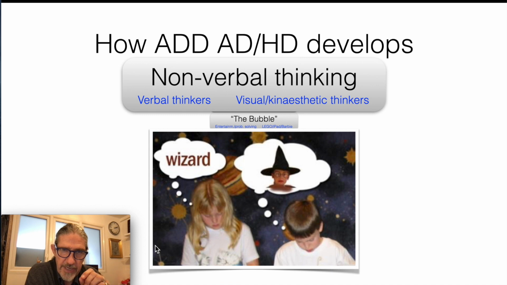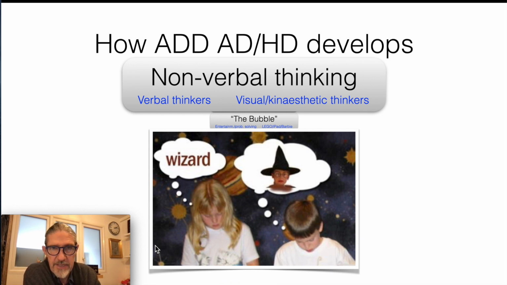And if you see the picture here, the boy is thinking about a wizard, and the girl is also thinking about a wizard, but one with words, the other one with the meaning of the word. And we all start out life as non-verbal thinkers. Before we learn to speak, words don't feature in our thinking. And I'm sure you've heard the old adage, a picture speaks 1,000 words. So what it means is that non-verbal thinking can process more information and faster than verbal thinking. We need to slow down our thinking to the speed of speech in order to think with words.